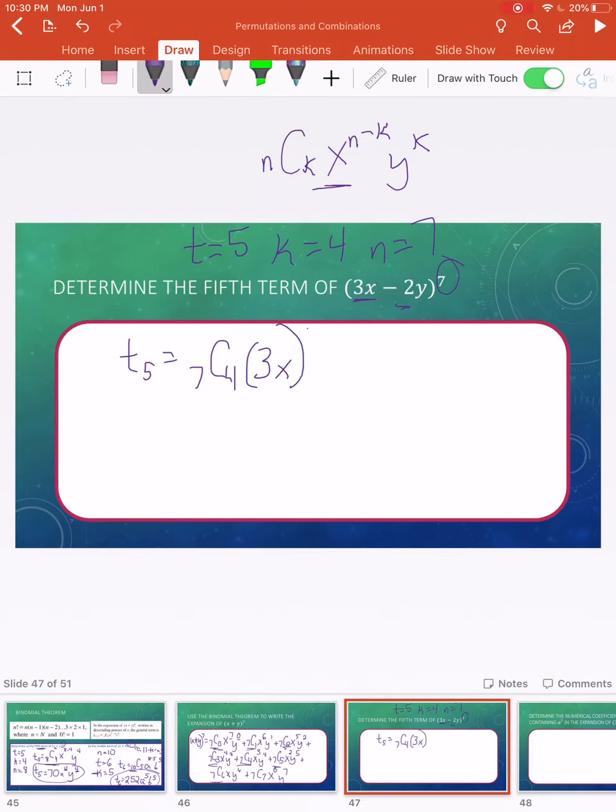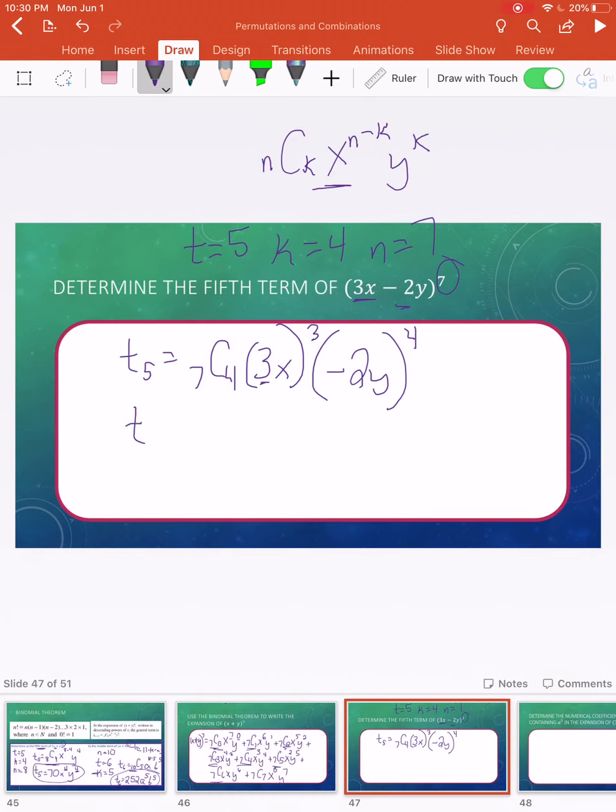3x to the power of 3. The reason it needs to be in brackets is you need to realize that that exponent of 3 also applies to the coefficient of 3, not just the variable. Okay, and then I have y, which is my second term, which in this case is the negative 2y to the power of 4.